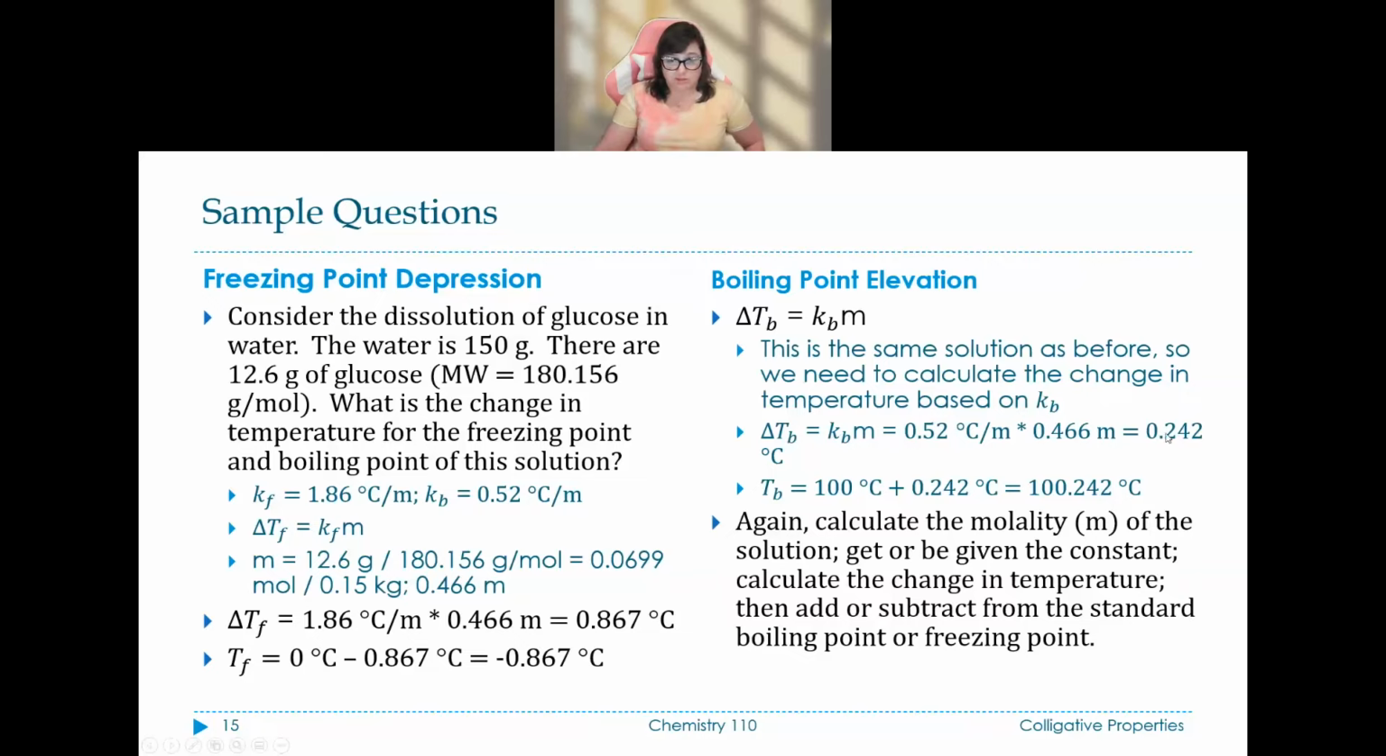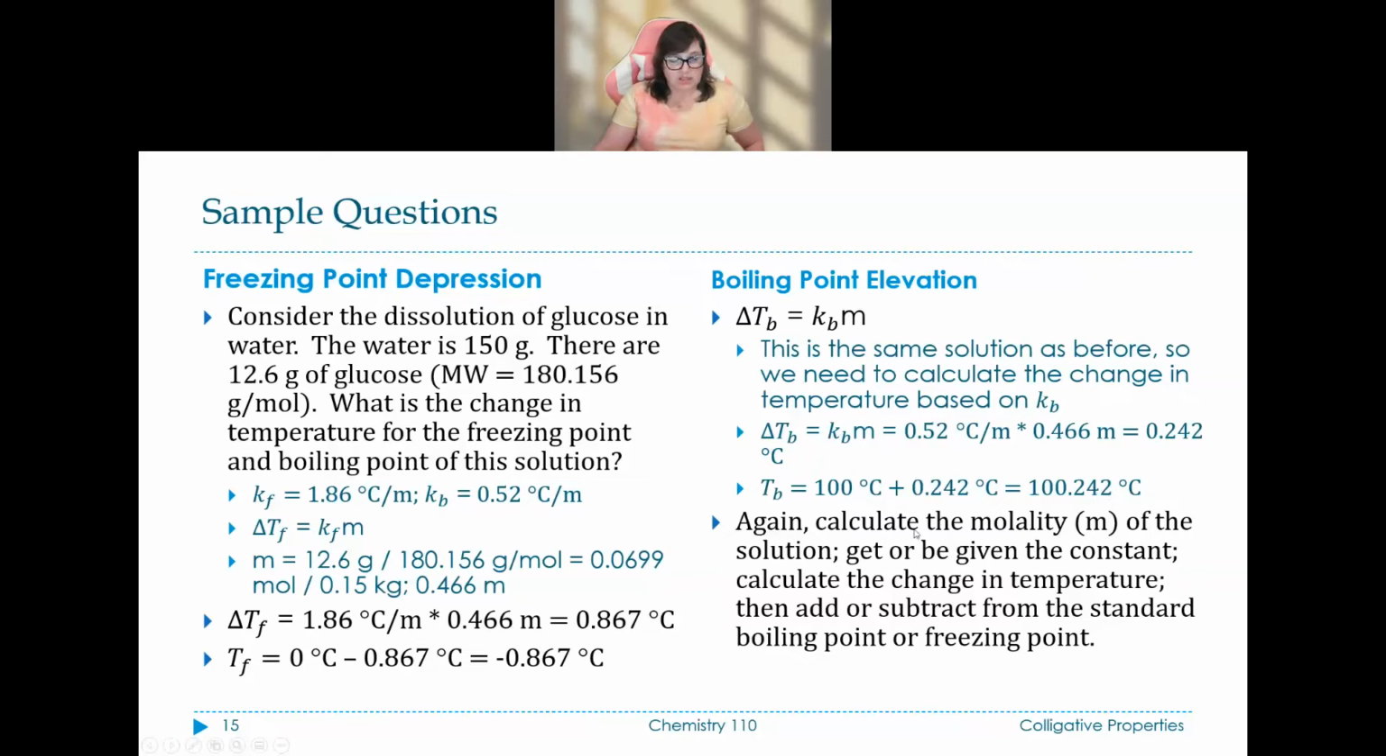So that's my change, the 0.242 degrees C. If I want my actual boiling point, I take my initial boiling point, 100 degrees C, I add the 0.242 degrees C, and that gives me 100.242 degrees C.